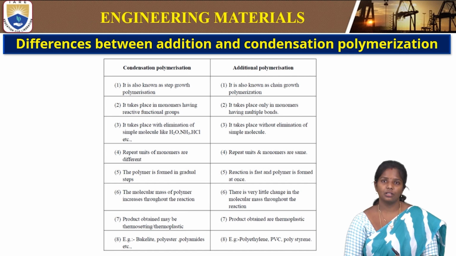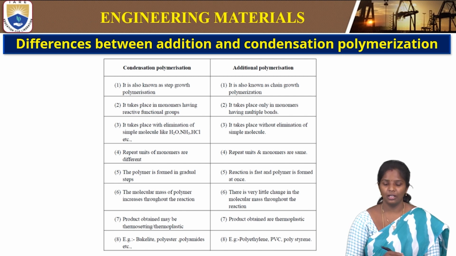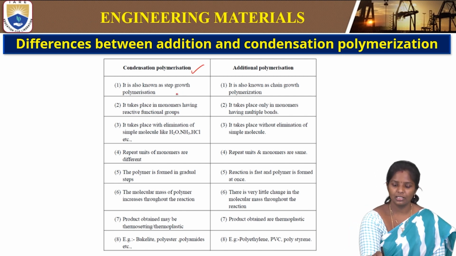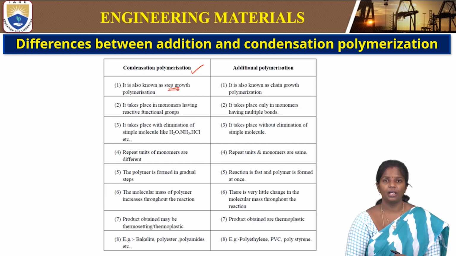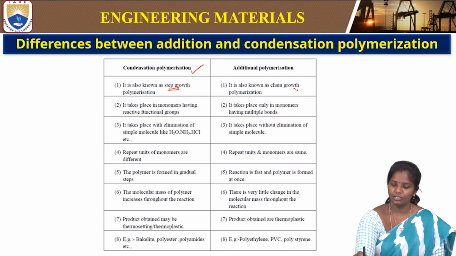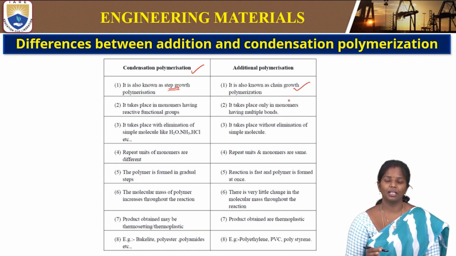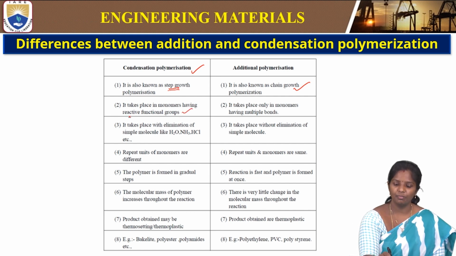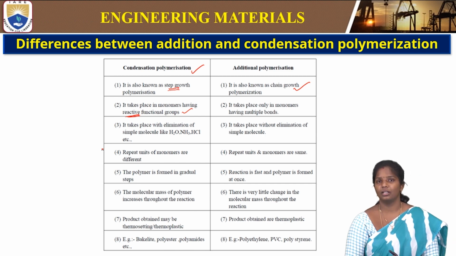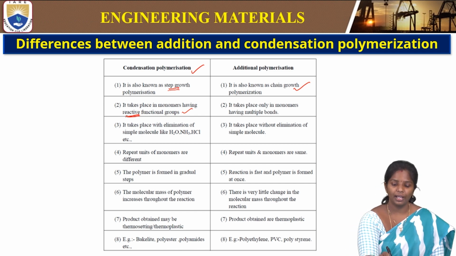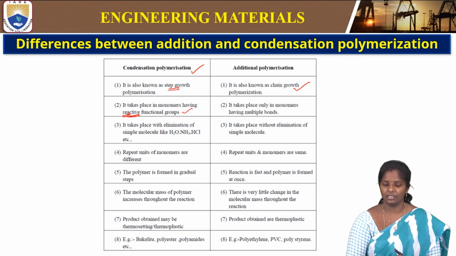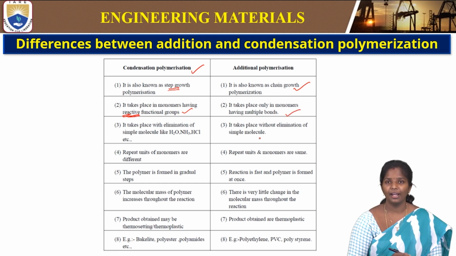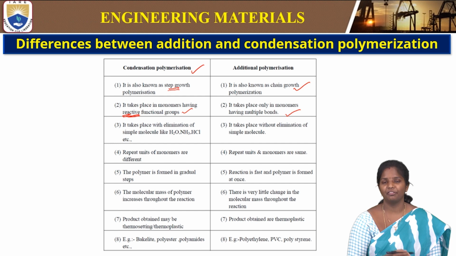So what are the differences? We'll have a glance at the differences between addition and condensation polymerization. Condensation polymerization is step growth: step by step the polymerization takes place. In addition, it is chain growth: we keep on adding the monomeric units and the chain keeps increasing. Condensation takes place with reactive functional groups. When we say condensation, some byproduct is forming, so the functional groups have to be reactive. In addition, the monomer should have multiple bonds so that it has the lone pair to donate to the new monomeric unit and form the chain.